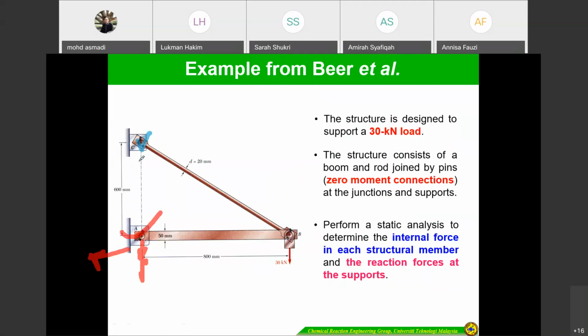Okay, two reaction force. Perform a static analysis to determine the internal force in each structural member and the reaction force at the support. Okay, this one, and this one. So what you have to do is, if you still remember the method of joints, you have to determine all the reaction force as well as the support.